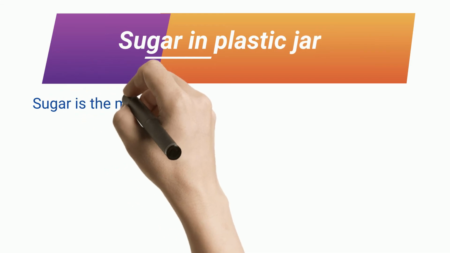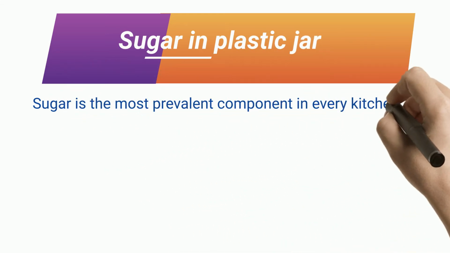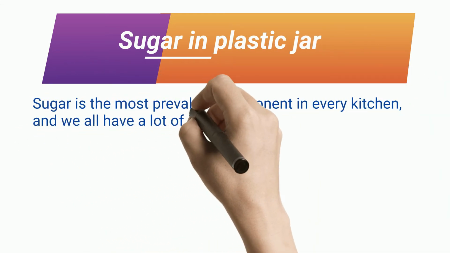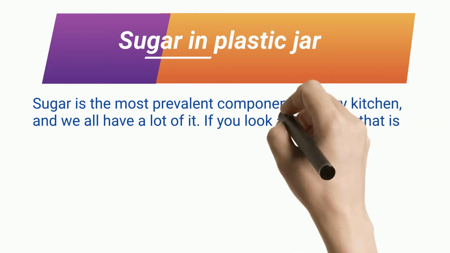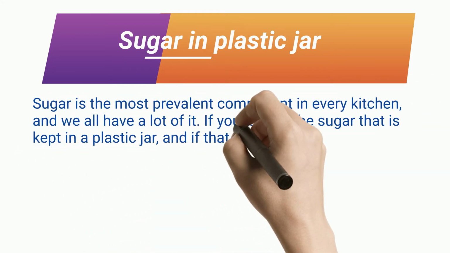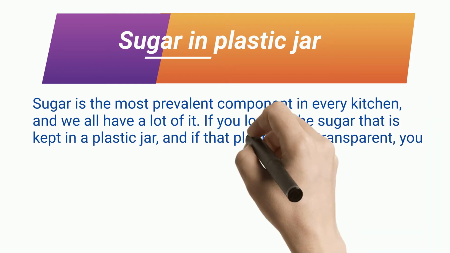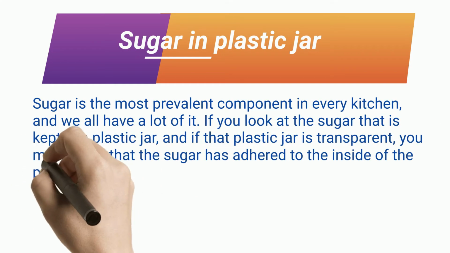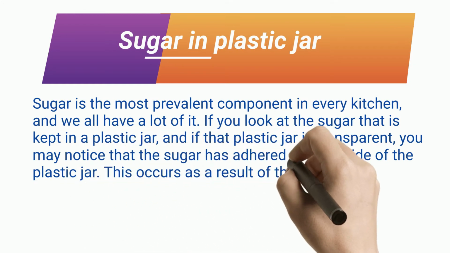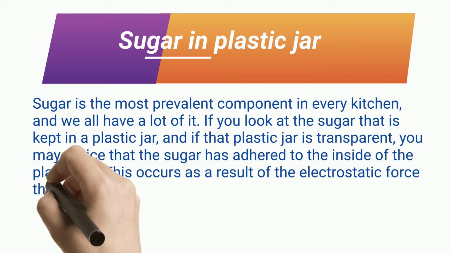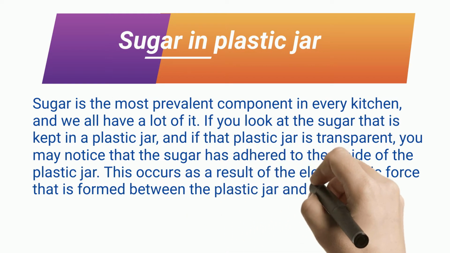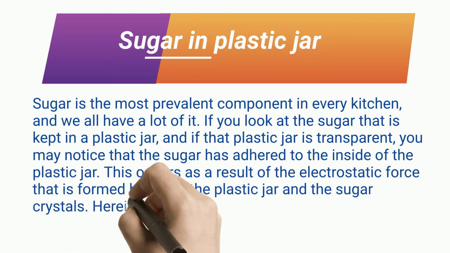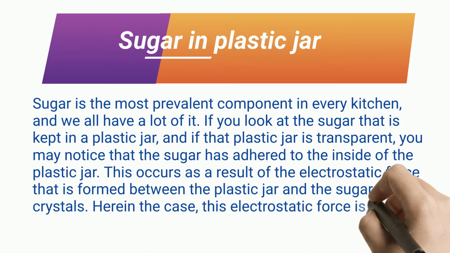Sugar in plastic jar. Sugar is the most prevalent component in every kitchen, and we all have a lot of it. If you look at the sugar that is kept in a plastic jar, and if that plastic jar is transparent, you may notice that the sugar has adhered to the inside of the plastic jar. This occurs as a result of the electrostatic force that is formed between the plastic jar and the sugar crystals. Here in the case, this electrostatic force is simply a non-contact force.